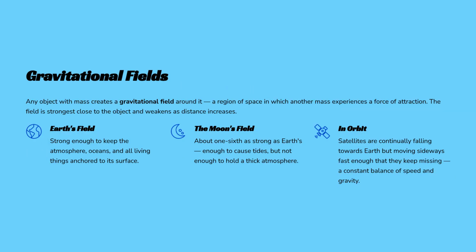Gravitational fields are strongest near the source. Earth's field holds our atmosphere, while the moon's weaker field creates tides. Satellites remain in orbit by balancing speed and this gravitational pull.